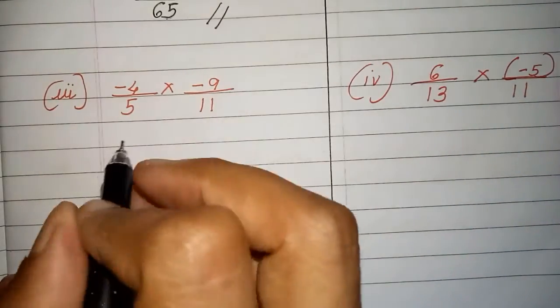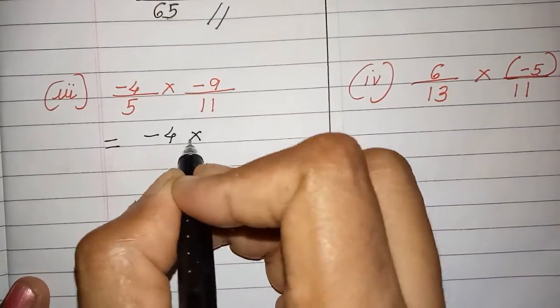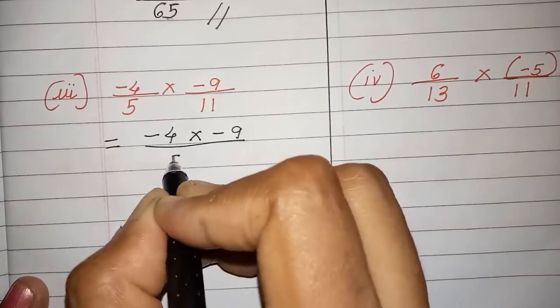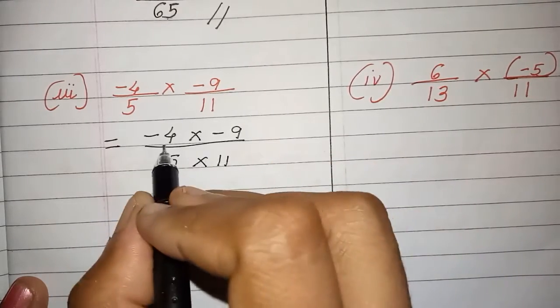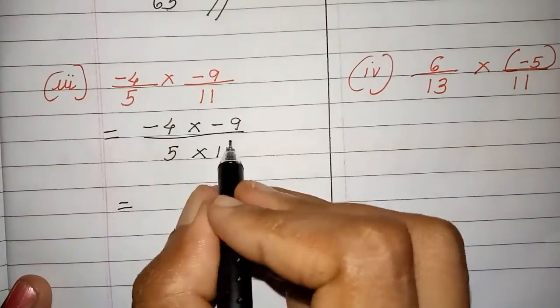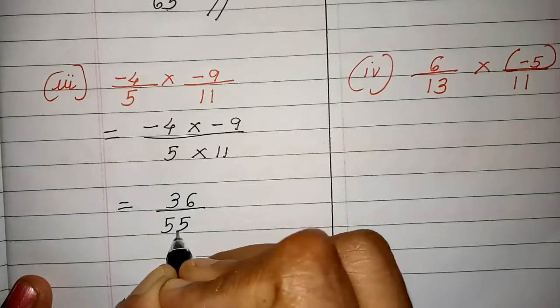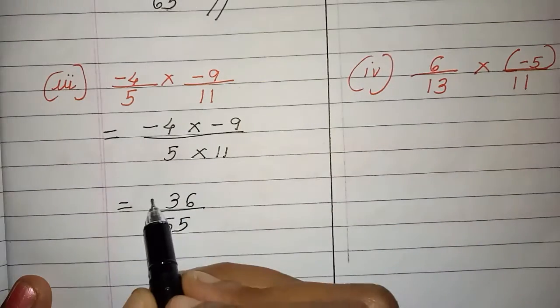The next one. Multiplication. Again multiplication. So make the numerator and the denominator same. Can you cancel something from the numerator and denominator? No. So what you do is directly write. 4 nines are 36. 5 elevens are 55. Minus into minus is plus.